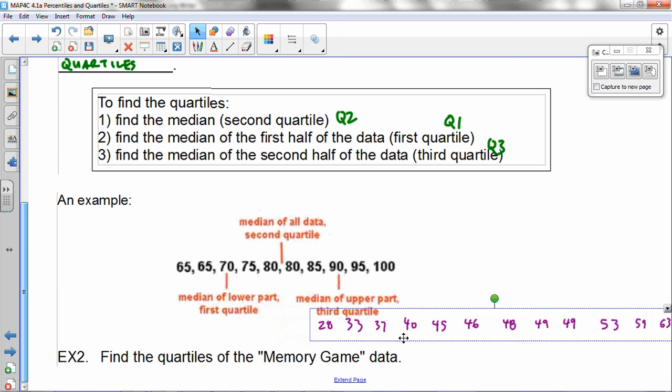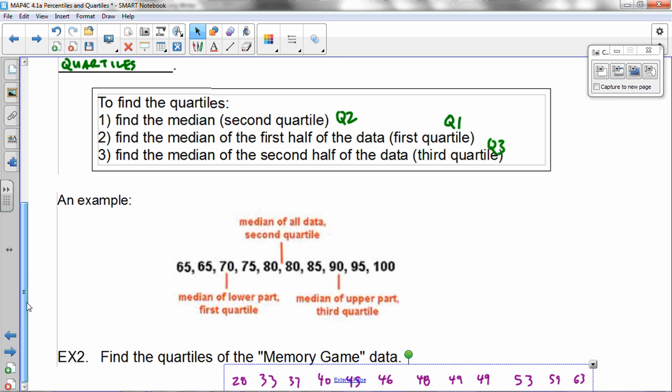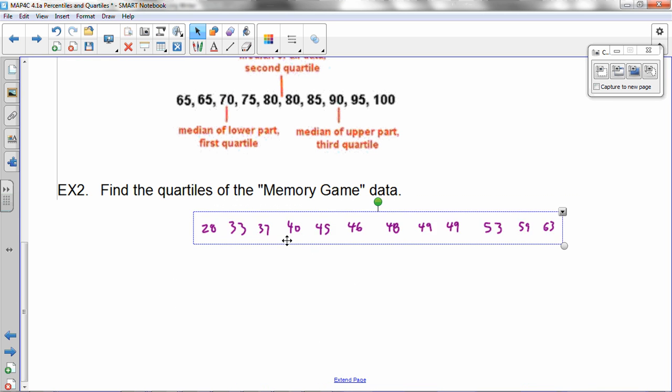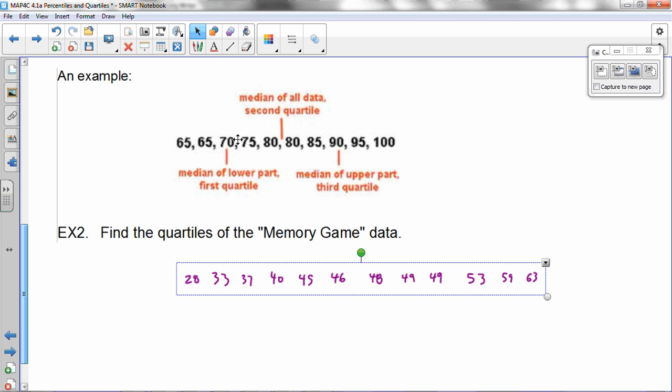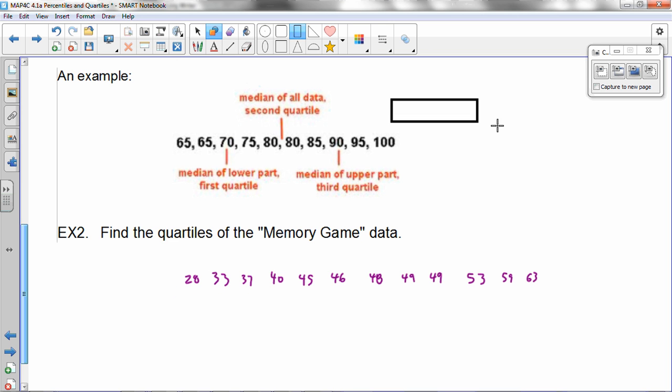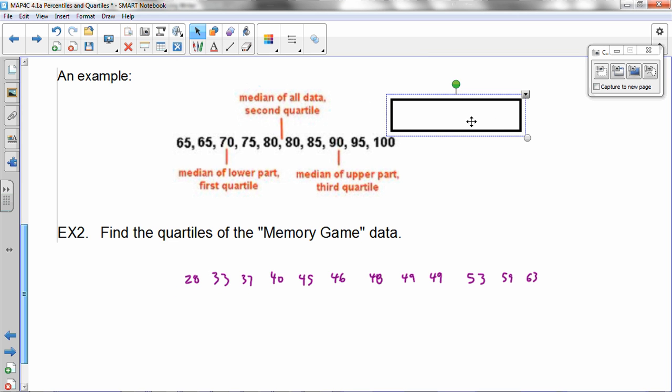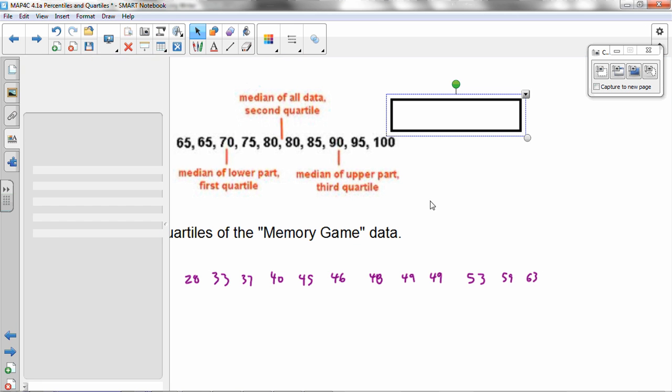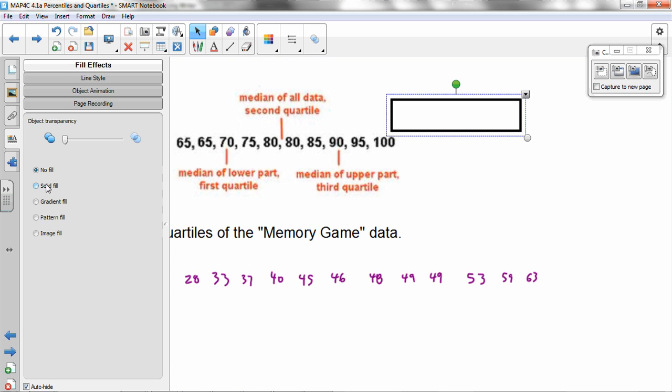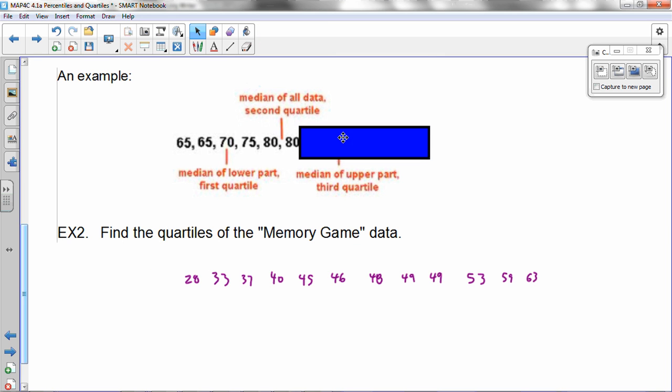We've got an example there, and example 2 is to find the quartiles for our data, but this is 1, 2, 3, 4, 5, 6, 7, 8, 9, 10 pieces of data. We can see the median would be in here. If I cover up the second half of the data, there's the first half. If I find the median of the first half of the data, it would be that one.